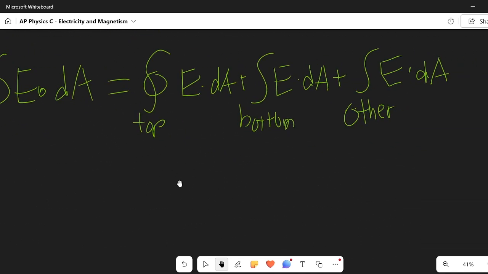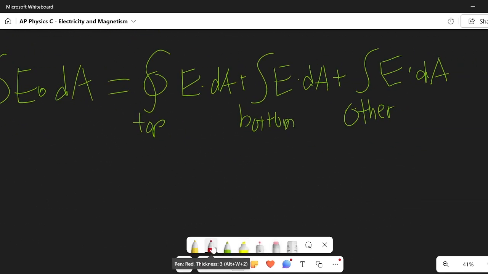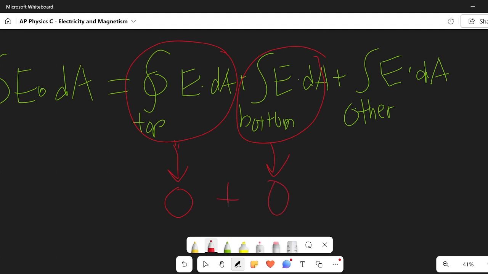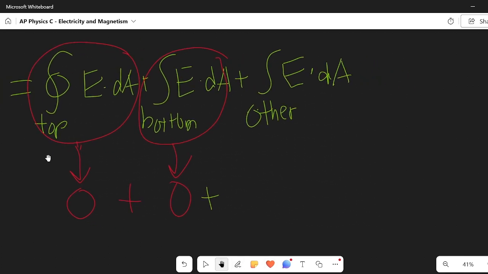So the top and bottoms have failed. They have no bullets passing through them. Literally useless. Well, okay, I'm being harsh, but it's actually good that these cancel out, because now all we have to do is evaluate the flux everywhere else. 0, 0.